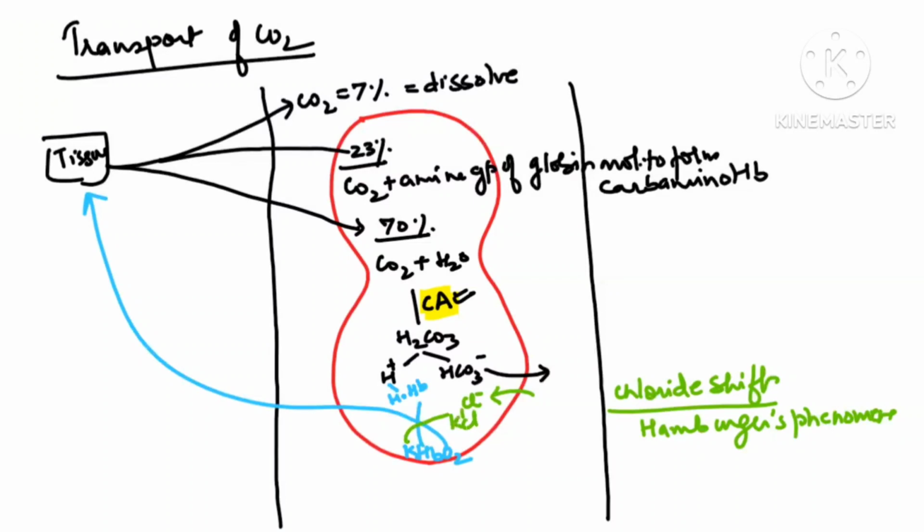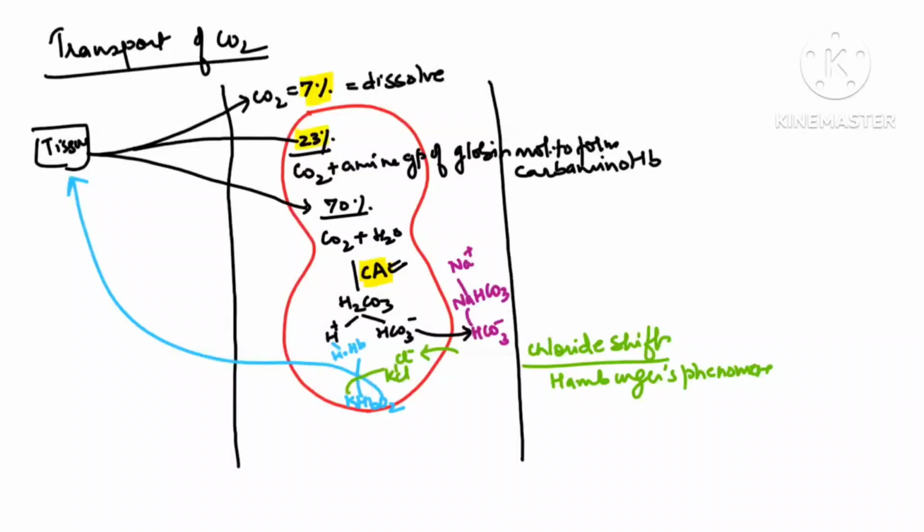Is it clear? And the bicarbonate ions, which have diffused outside, will combine with the sodium ions to form sodium bicarbonate. Clear? So 7% is dissolved in plasma, 23% combines to form carbaminohemoglobin, and 70% is in the form of bicarbonate. Clear? This is at the tissue level.